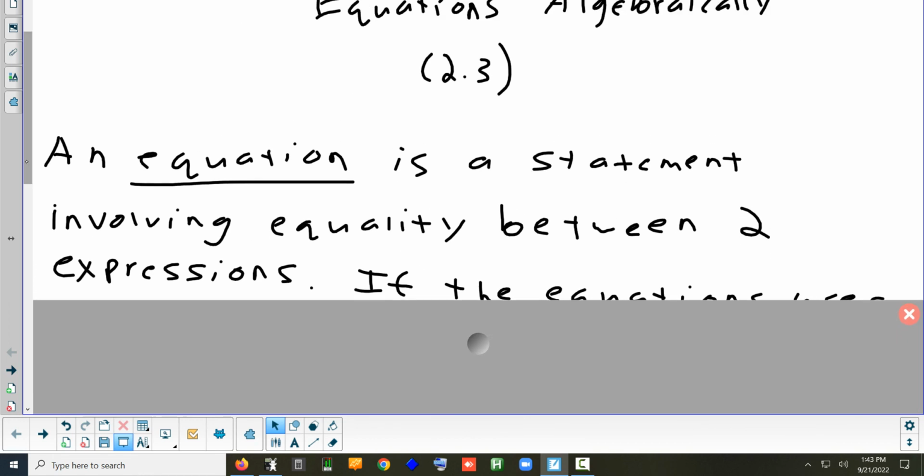So remember what an equation is. An equation is just when you put an equal sign between two expressions. There's an expression, 8 times x. There's an expression, the number 40. Put an equal sign between them. Now you have an equation.